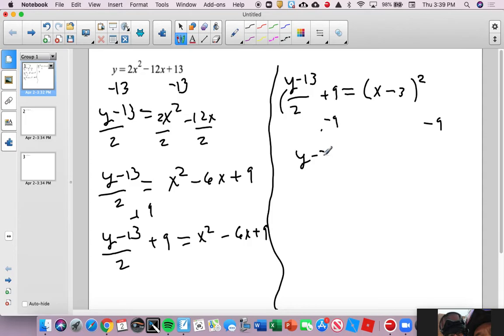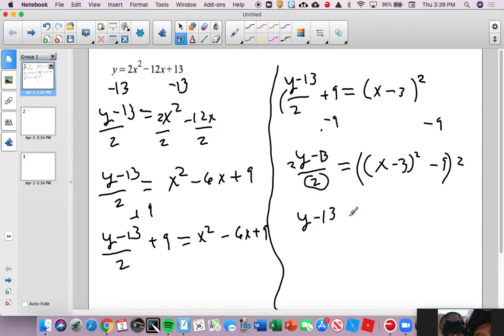And then I'll get y minus 13 over 2 equals x minus 3 squared minus 9. Now I'm going to multiply everything by 2. And I mean everything. So then I'll have y minus 13, because those just kind of cancel out. And then I'll have 2 times x minus 3 squared minus 18, because I distributed this into both parts.